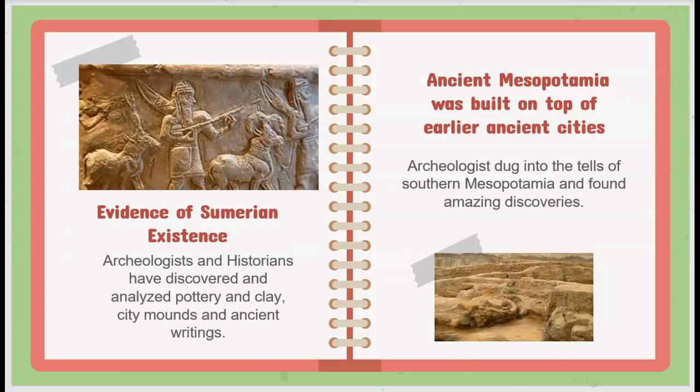Evidence of Sumerian existence. Archaeologists and historians have discovered and analyzed pottery and clay, city mounds, and ancient writings. Ancient Mesopotamia was built on top of earlier ancient cities. Archaeologists dug into the tells of southern Mesopotamia and found amazing discoveries. And we'll learn a little bit more about tells as you do your readings.